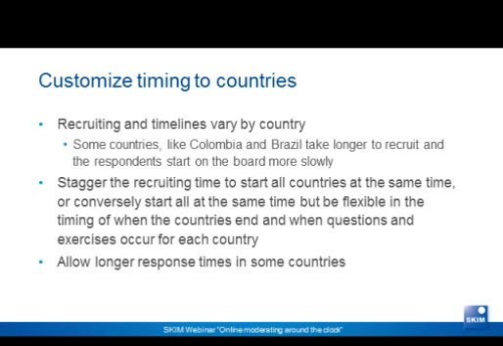To go around it, I would suggest to stagger the recruitment time, because from our experience in this project, in countries like Colombia and Brazil, respondents took longer to react to the recruitment message. So we actually spent quite a lot of time trying to load them onto the board. So I would suggest to, for some countries, start the recruitment a bit earlier than the others, and also throughout the whole survey, give them more time to give you a response.